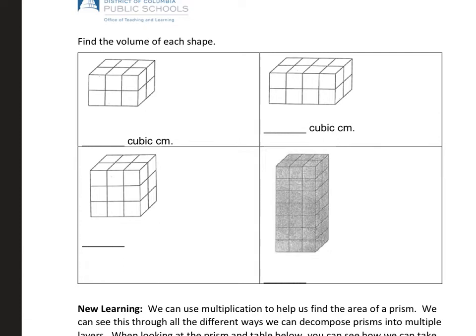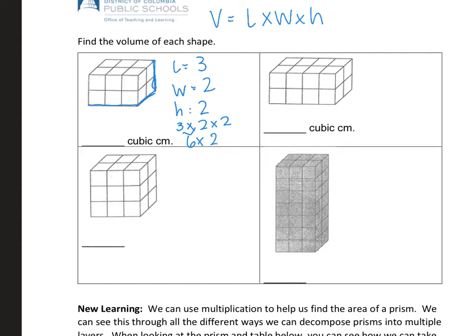Okay, so here, again, just to remind you, the formula for volume is length times width times height. Okay, so here the length I can see is 3. The width, remember that's how far back it goes, is 2. And the height, that's how tall it is, also 2. So if I say 3 times 2 times 2, 3 times 2 is 6, and 6 times 2 is 12. So this gives me 12 cubic centimeters.